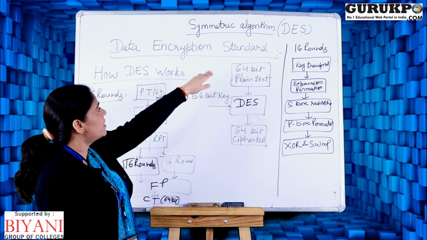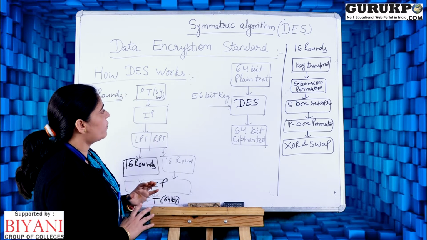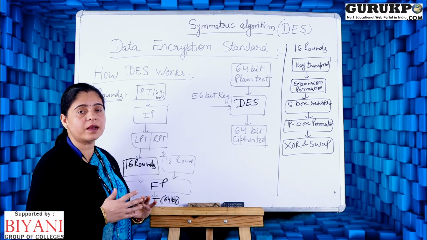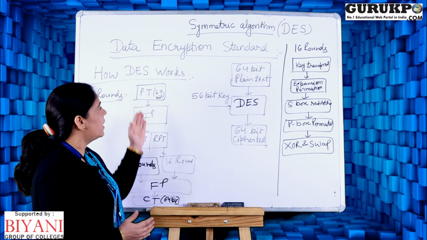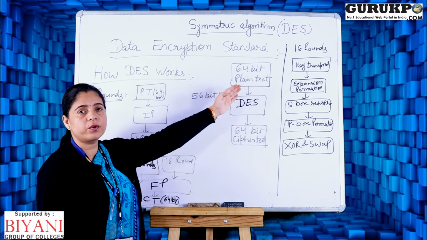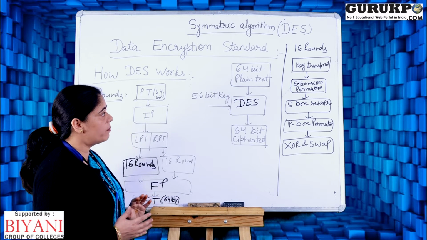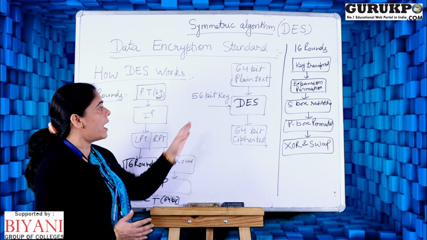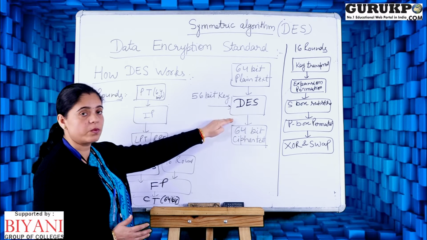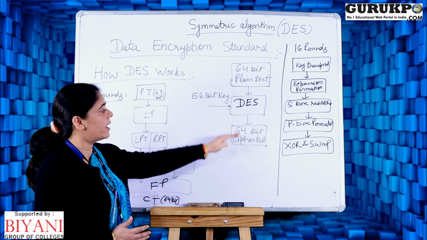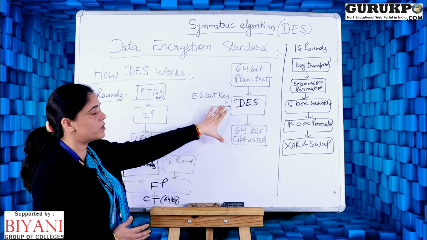So what is Data Encryption Standard? Data Encryption Standard basically consists of 16 rounds. And what is the basic working of DES, meaning how does DES work? DES works on 64-bit plain text, meaning the size or length of the plain text is 64 bits, and the key size is a 56-bit key. DES will work on the 64-bit plain text and a 64-bit ciphertext will be generated. So these are the basic steps of DES.